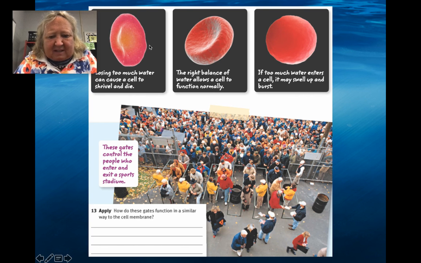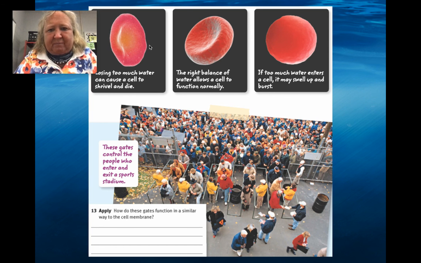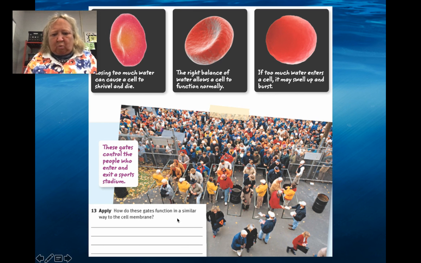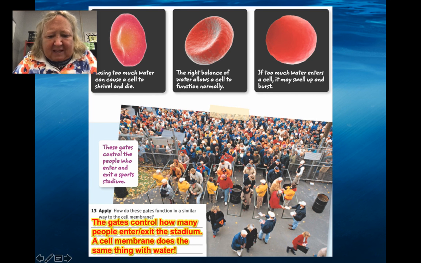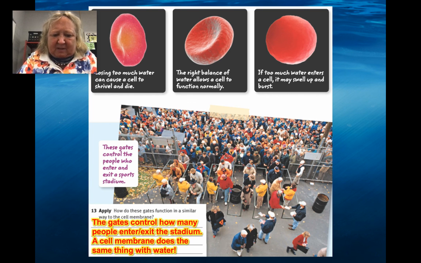All right. Let's look at this example. It's a great example. Back pre-COVID, when people could attend games, if you've ever been to any large sporting event like Bengals, Browns, whatever, Indians, Reds, Ohio State, obviously you have to go through ticket gates. Well, how does that work similarly to a cell membrane? How do these gates work like a cell membrane? Well, the gates control how many people enter and exit, and a cell membrane does the same thing with water.